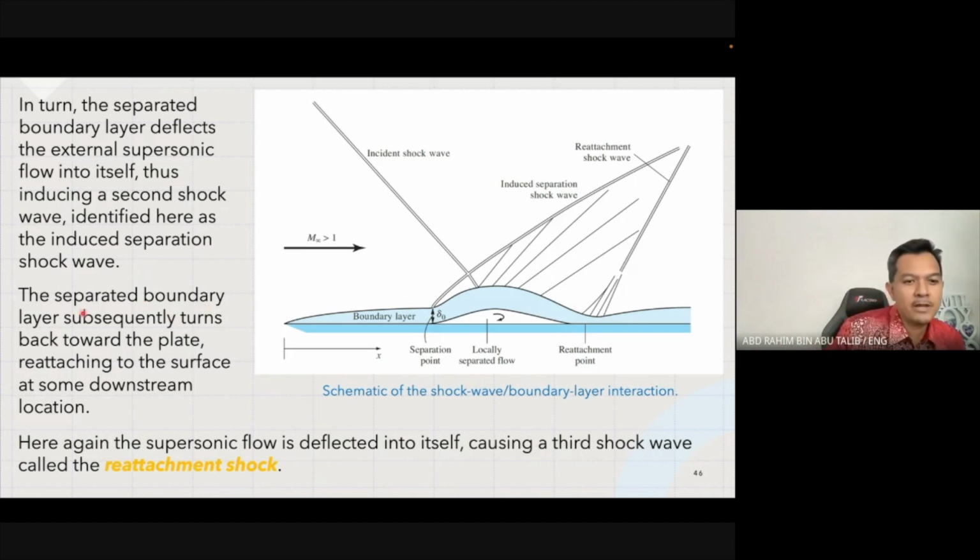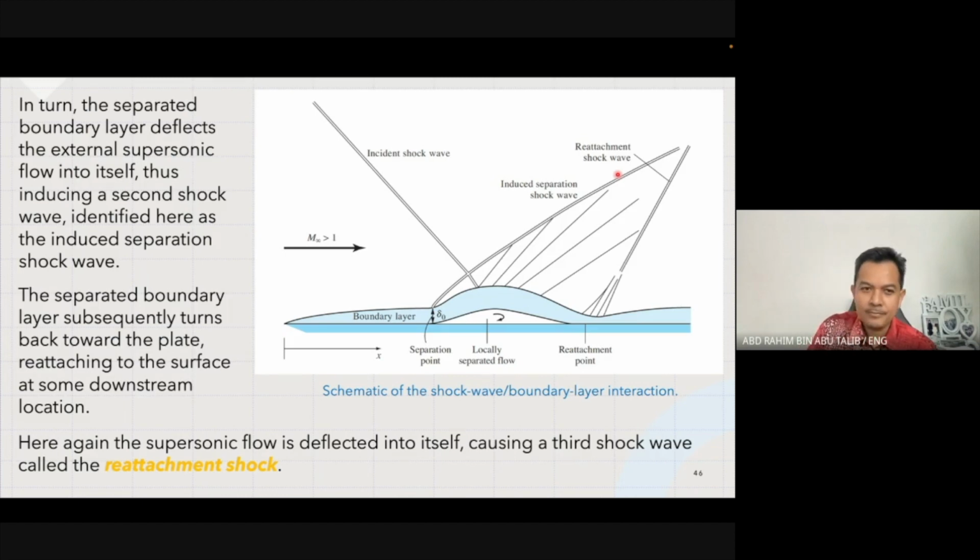So the separated boundary layer subsequently turns back toward the plate, reattaching to the surface at a downstream location. Here again, the supersonic flow is deflected into itself, causing a third shock wave called the reattachment shock wave. So you can see the incident shock wave happening and then the induced separation shock wave happening at the same time. We will see further downstream the reattachment shock wave also happen. So that's why I said from the Anderson book, it is quite complicated, and what we are trying to understand here is just the basic principles of the theory behind it.